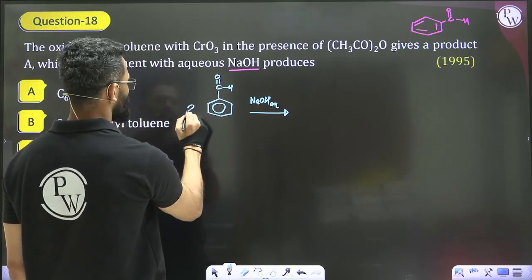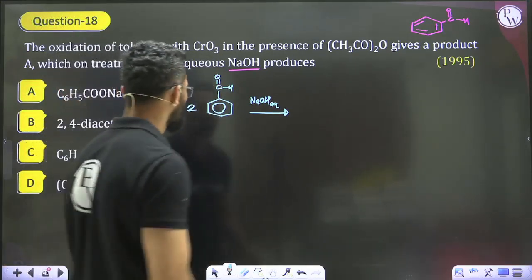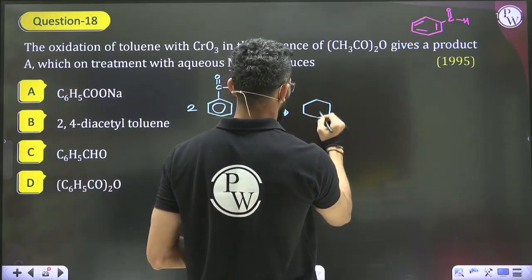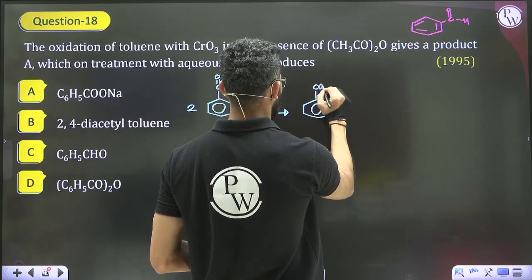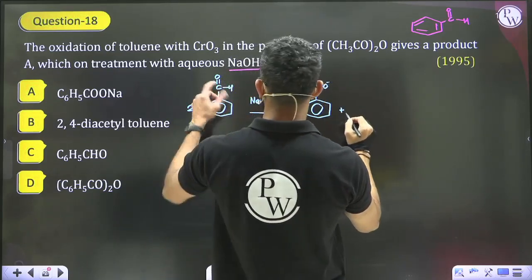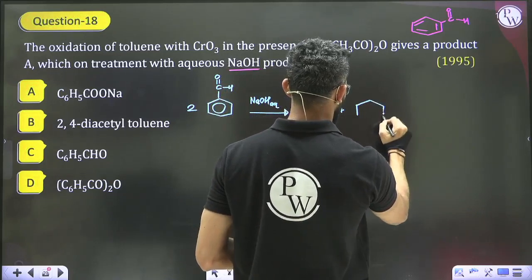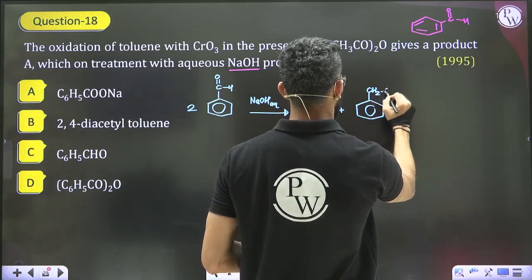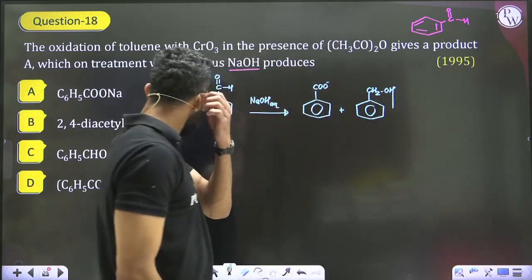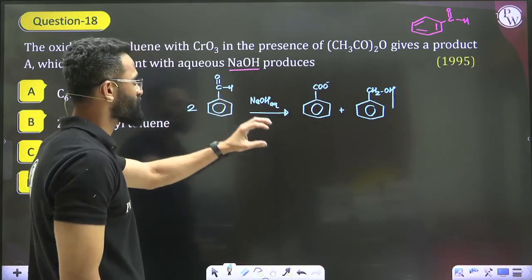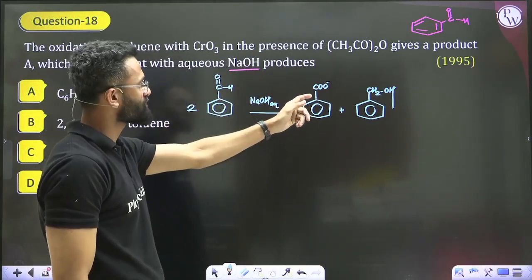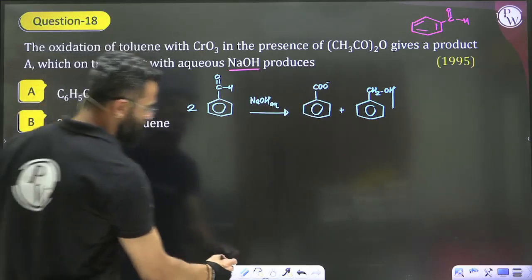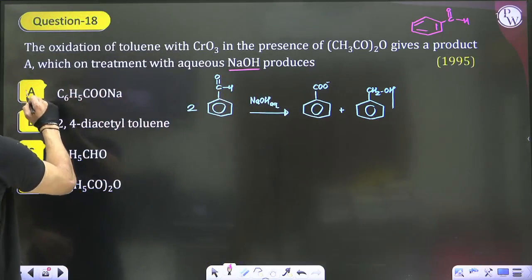So let's assume two equivalents of benzaldehyde react with aqueous NaOH. One of the benzaldehyde will be oxidized to give you the conjugate base of benzoic acid, that is benzoate, and the second molecule will be reduced to produce benzyl alcohol. So that's how benzaldehyde undergoes disproportionation to form the oxidized form, that is benzoate, and the reduced form, that is benzyl alcohol. So among the options, if you observe, this option is talking about benzoate ion, hence a right choice.